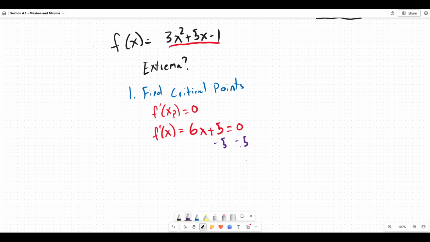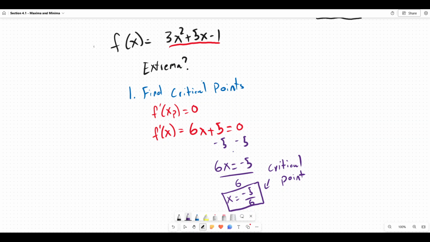Minus 5, 6x equals negative 5, divided by 6, x equals negative 5 over 6. Now, we know for sure this is a critical point. But what we don't know is what type of critical point it is. Is it a relative maximum? Is it a relative minimum? Is it an absolute maximum, or is it an absolute minimum? That's where step 2 in this process is going to come in.